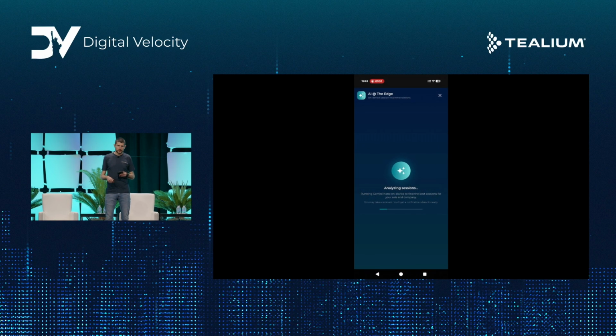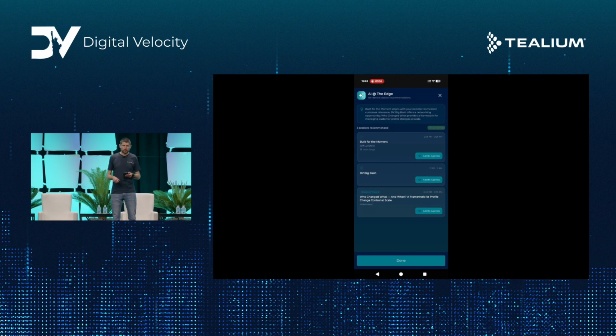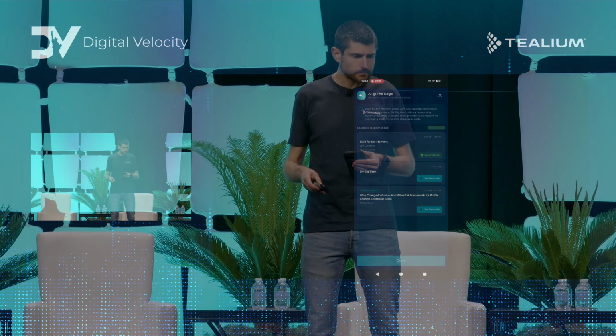And we just wanted to show you a little preview of what's coming. And this is going to be available to everyone with Tealium Prism within Q2. And I'm now going to hand off over to Dave.